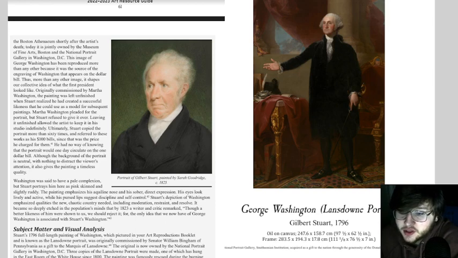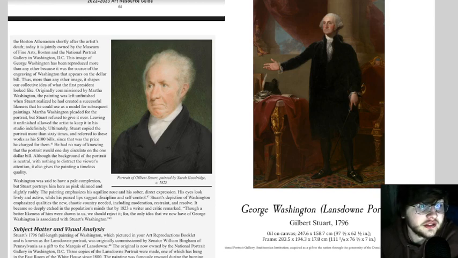Stuart's depiction of Washington emphasized the qualities the new, chaotic country needed, including moderation, restraint, resolve. It became so deeply etched in the population's mind that by 1823 a writer and critic remarked, "Though a better likeness of him were shown to us, we should reject it, for the only idea that we have of George Washington is associated with Stuart's Washington."